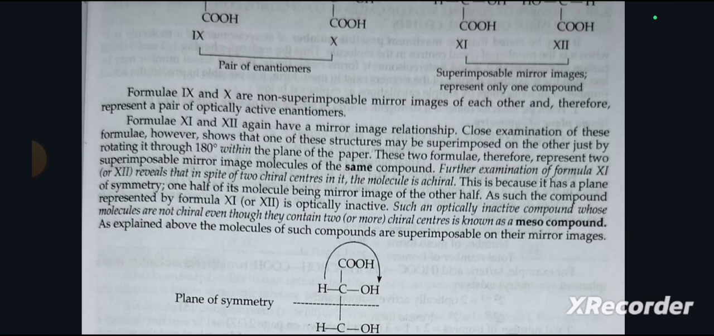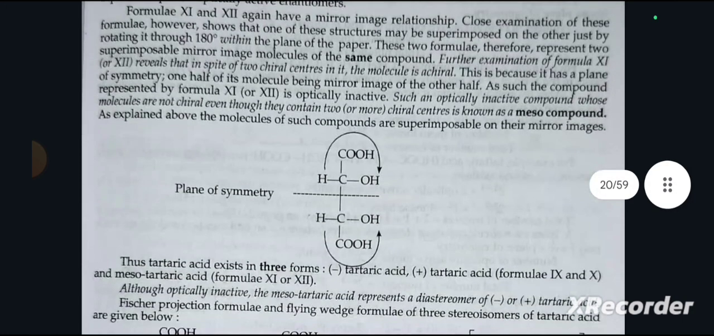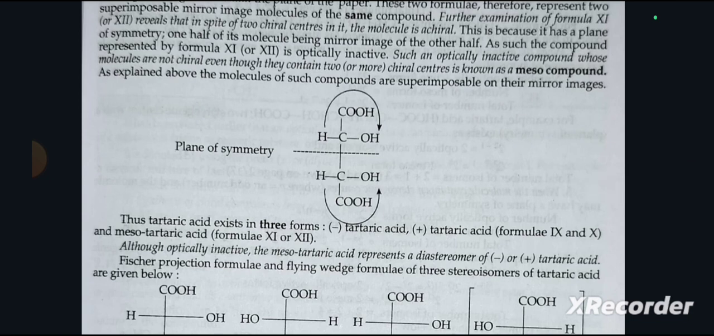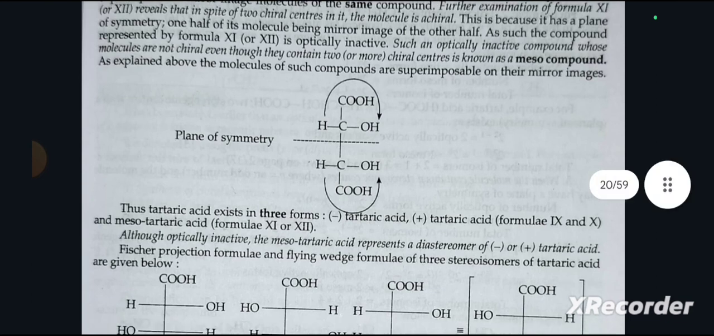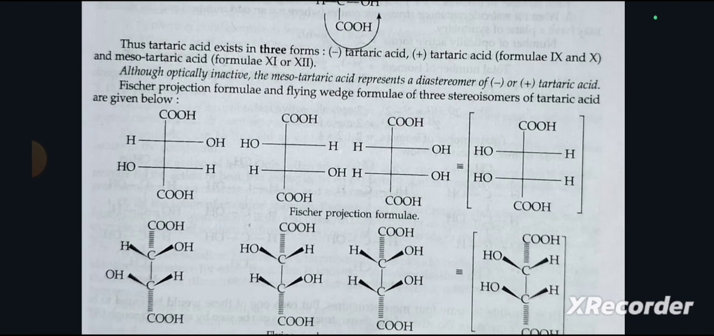Further examination of formula 11 or 12 reveals that in spite of two chiral centers in it, the molecule is achiral. This is because it has a plane of symmetry, one half of the molecule being a mirror image of the other half. As such, the compound represented by formula 11 or 12 is optically inactive. Such an optically inactive compound whose molecules are not chiral even though they contain two or more chiral centers is known as a meso compound. As explained above, the molecules of such compounds are superimposable on their mirror images, with a plane of symmetry. Tartaric acid exists in three forms: minus tartaric acid, plus tartaric acid, formulas 9 and 10, and meso-tartaric acid, formula 11 or 12.